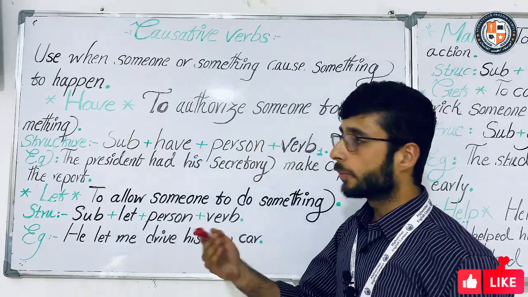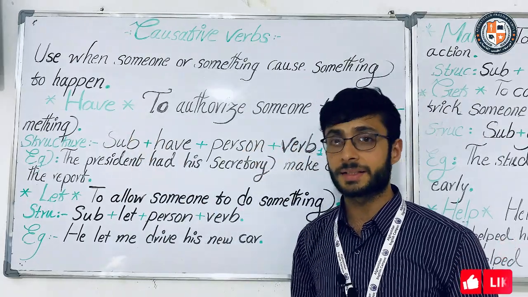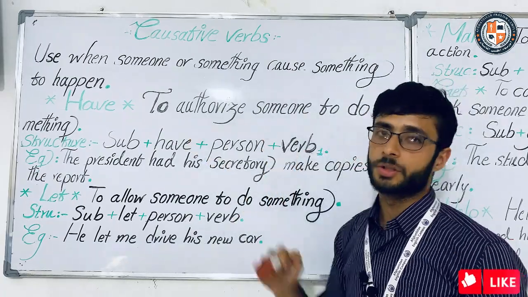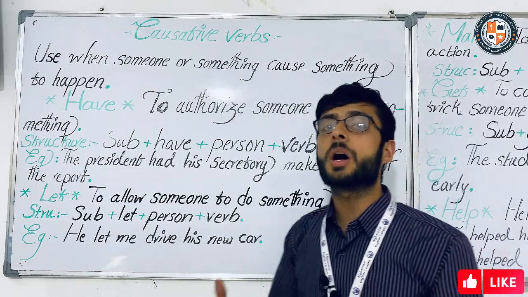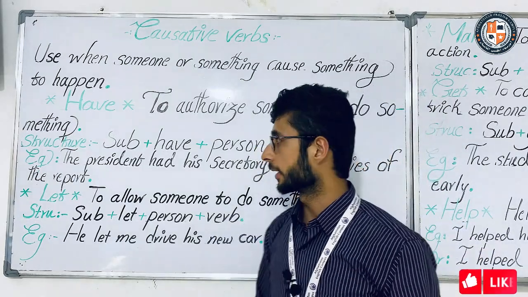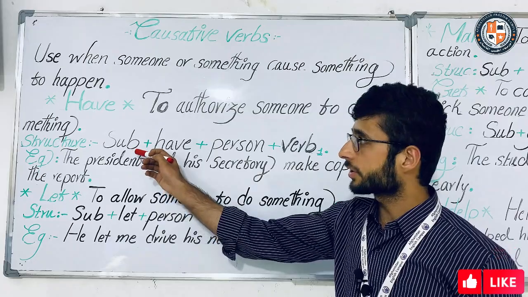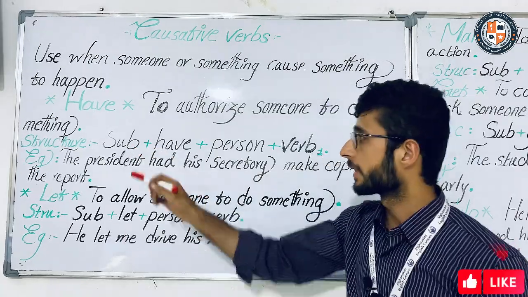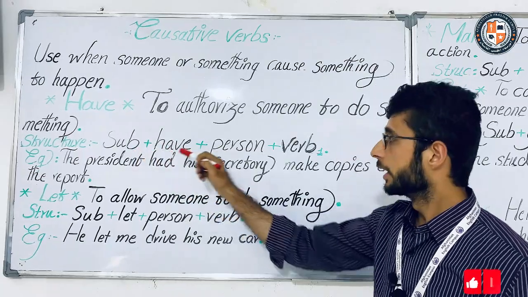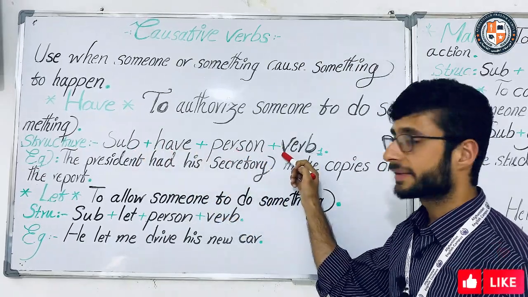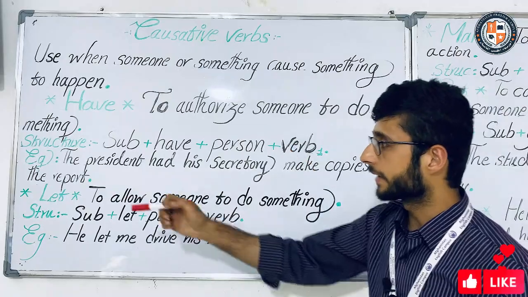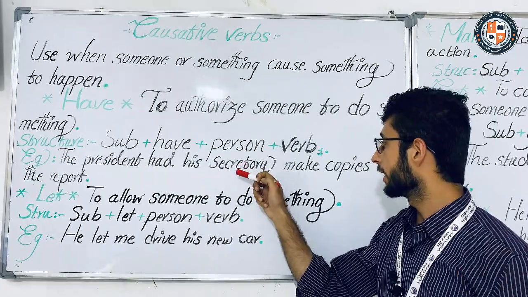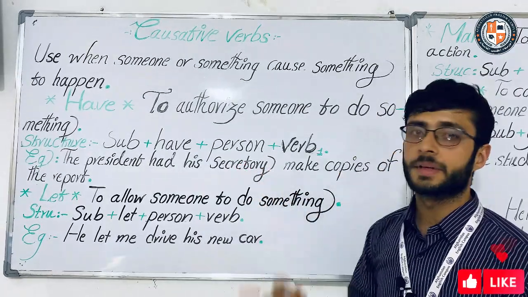Let's see where we can use have in our sentences as a causative verb: to authorize someone to do something. It means to give someone the power to do something. And there's a structure for that. We should use this structure to make the causative verb: subject plus have plus the person plus verb. Like this example, the president had his secretary make copies of the report.